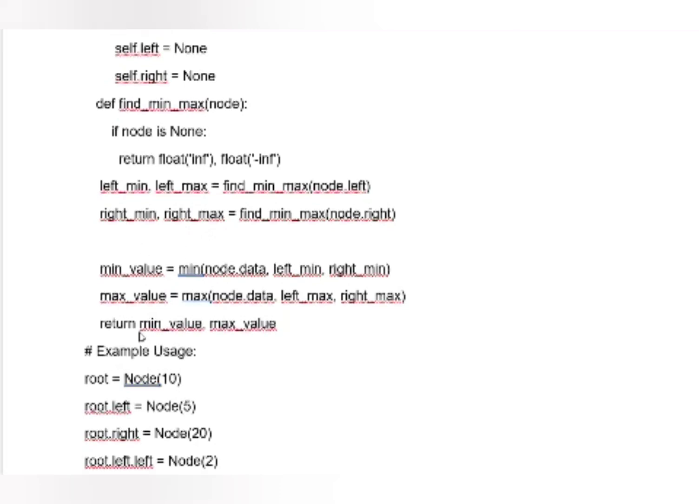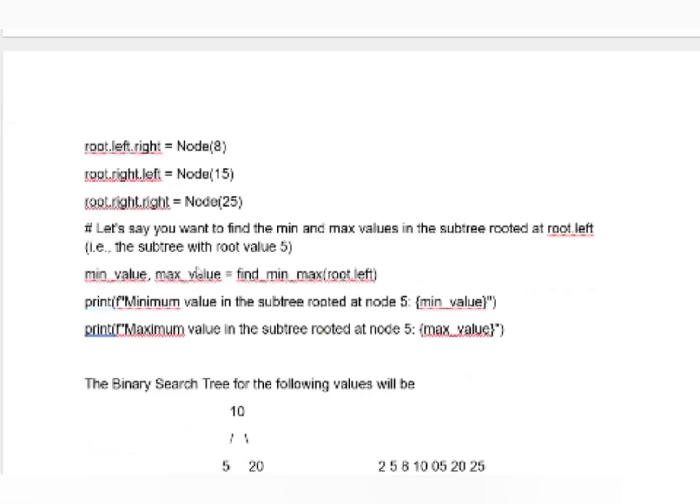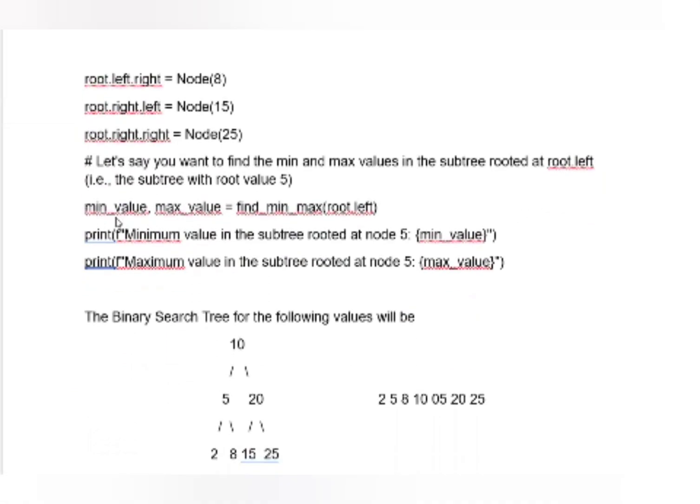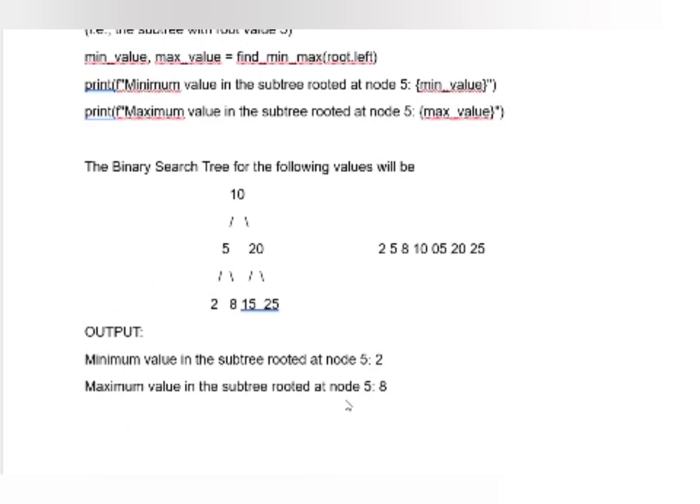We will return those values, and we will take input some numbers, construct the tree, and print the minimum value and maximum value by using print statements. So the output of the given node is this.